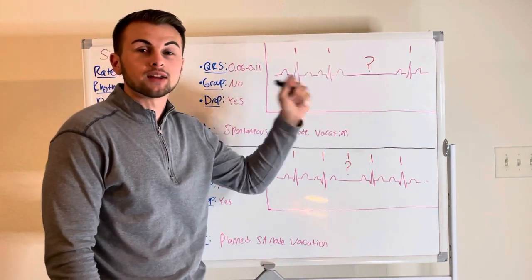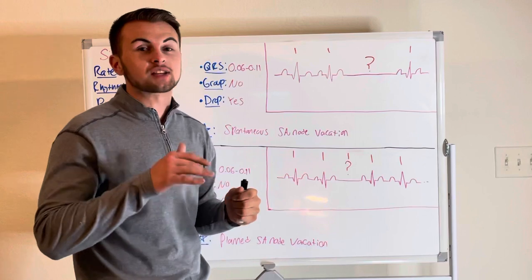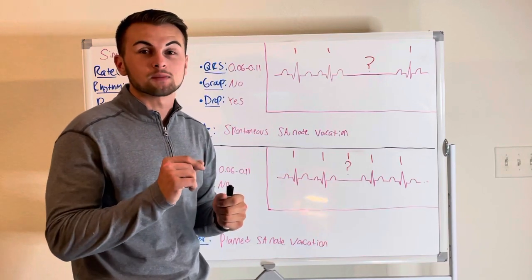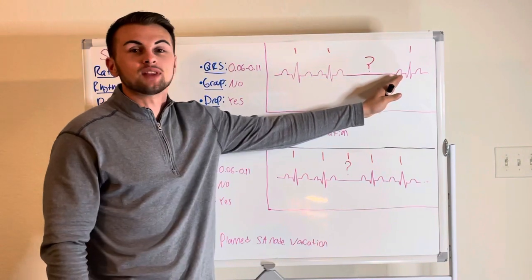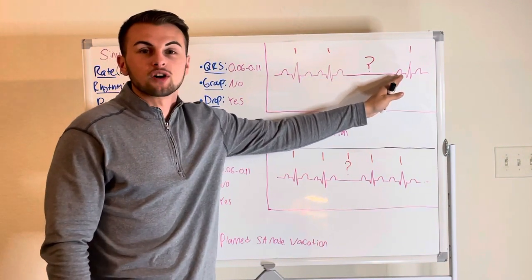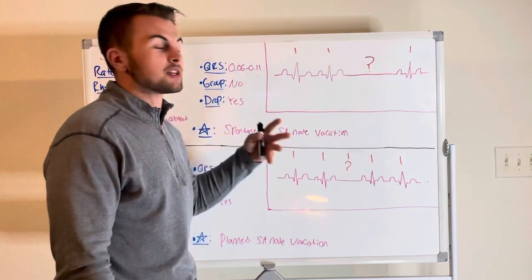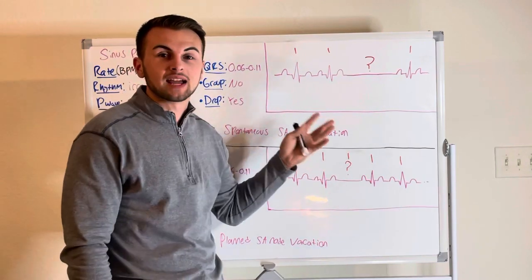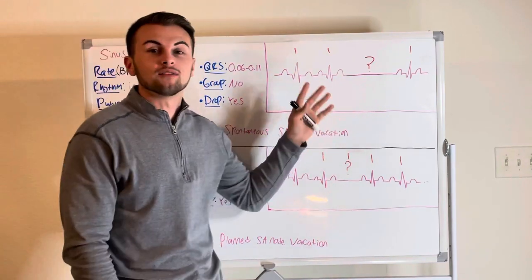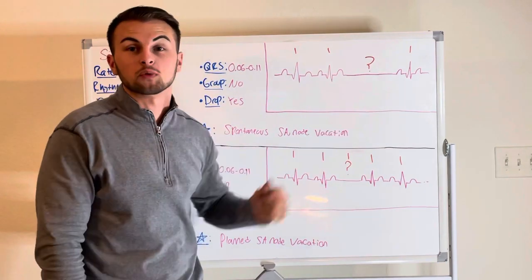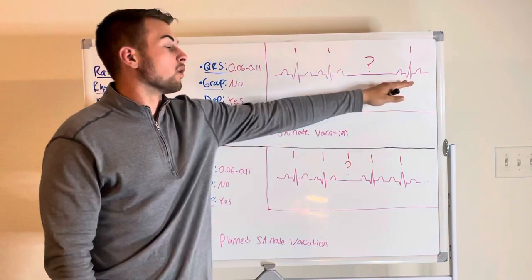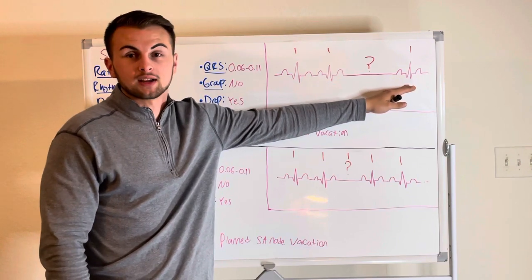So basically what we need to remember here is that DJ Sinus Pause, the SA pacemaker, is not working, but then all of a sudden the SA pacemaker eventually starts working again. So this is basically like a spontaneous SA node vacation. The SA node basically takes a spontaneous trip away from work, and then one day he just decides to come back to work again.